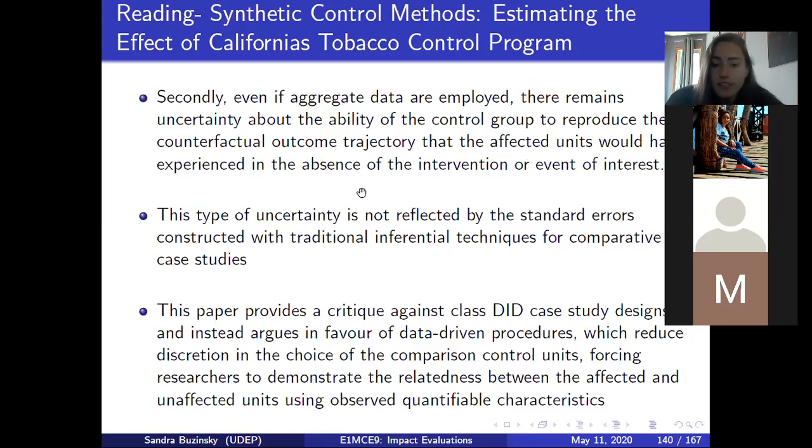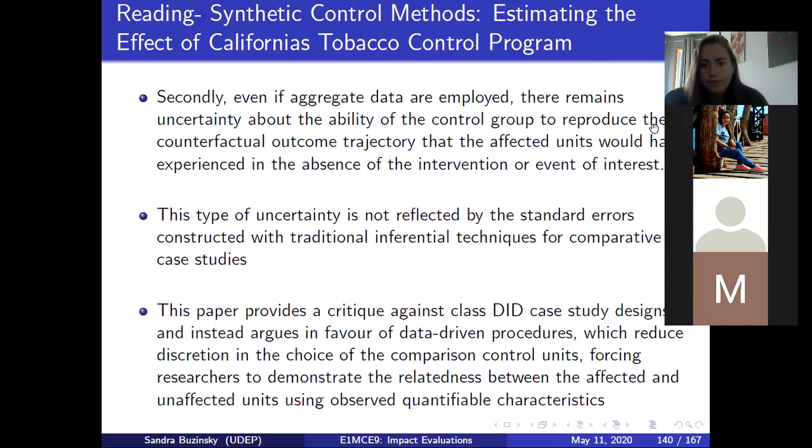So this is uncertainty that would not really be reflected by the standard errors with traditional inference for comparative case studies, because I mean, you're just assuming that the counterfactual is as it is, so it's not going to be reflected in a larger standard error.